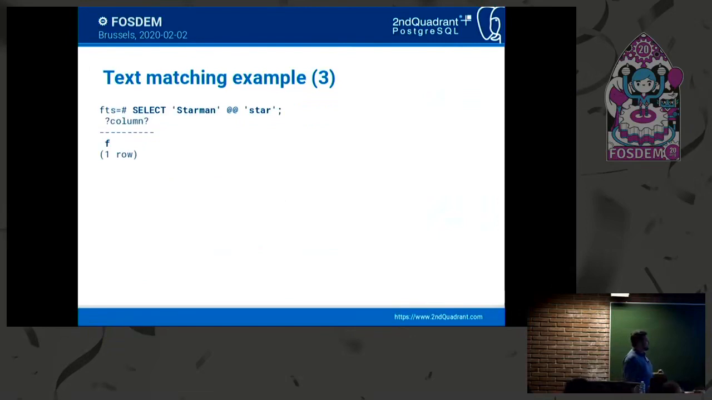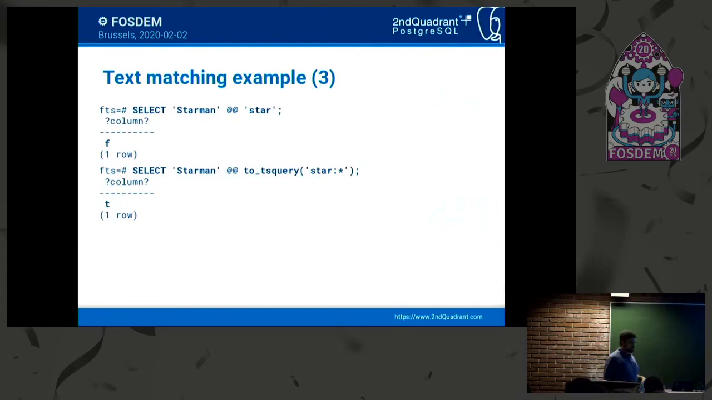Another example we can look at for matching is Starman and star. They do not match because, according to our dictionary, they don't belong to the same word root. But I can cheat, and I can say I'm interested in all words that begin with star. So I can say to_tsquery 'star' followed by an asterisk, and that matches, because that makes it accept everything that begins with star.